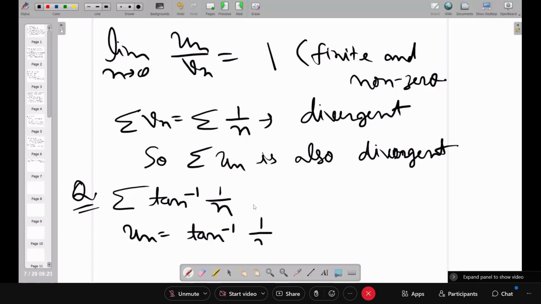So we can choose vn as 1 by n, so that the limit n tending to infinity un upon vn will be 1, which is finite and non-zero. Again, summation vn is 1 by n, which is divergent by p series test. So summation un is also divergent.